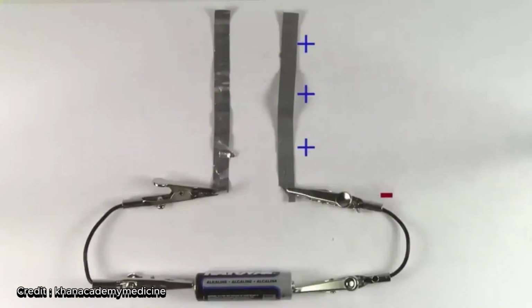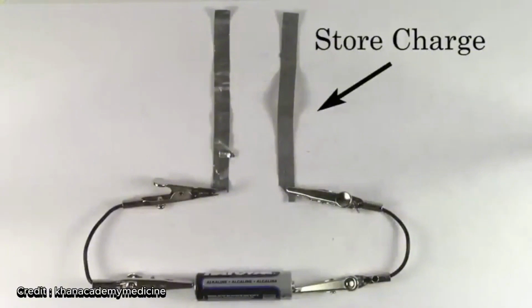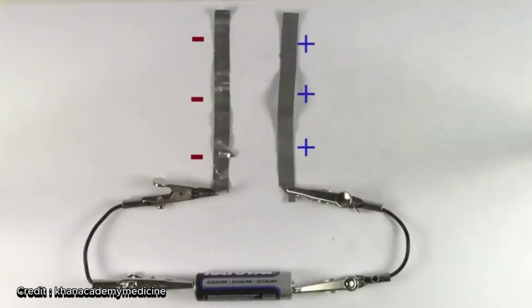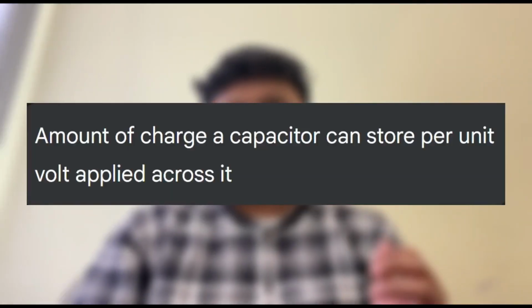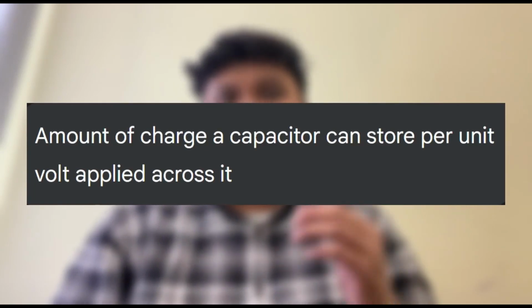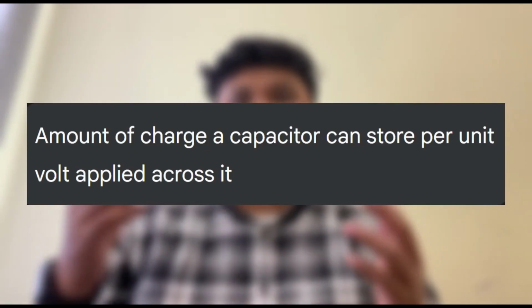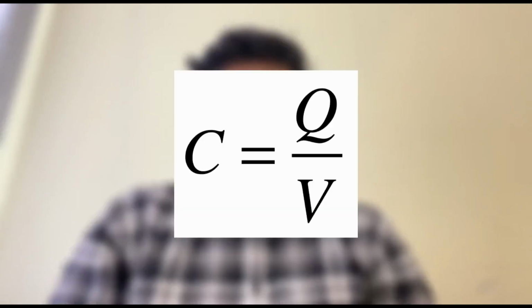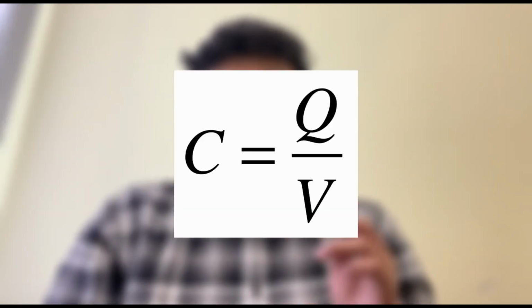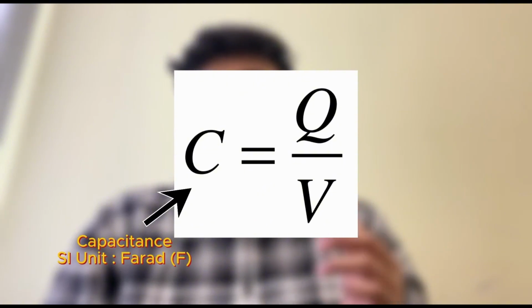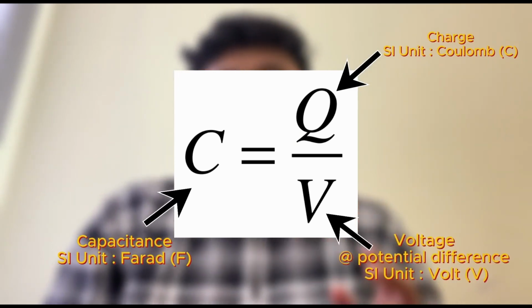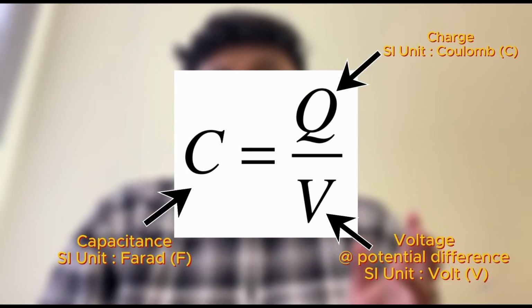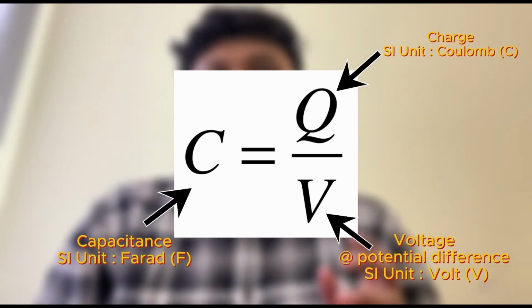The capacitor will store the charge from the battery, and the charge that's stored in the capacitor is now called capacitance. The capacitance is the amount of charge that a capacitor can store per unit potential difference applied across it. The formula can be defined as C equals Q over V, where C is capacitance and its SI unit is farad. Q is charge and its SI unit is coulomb. And V is voltage or potential difference and its SI unit is volt.